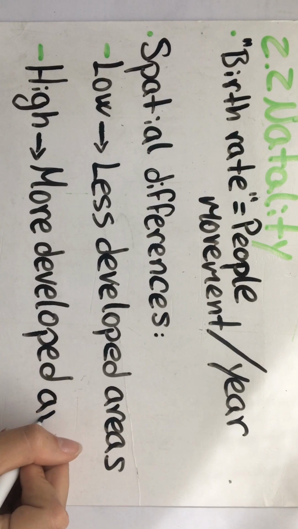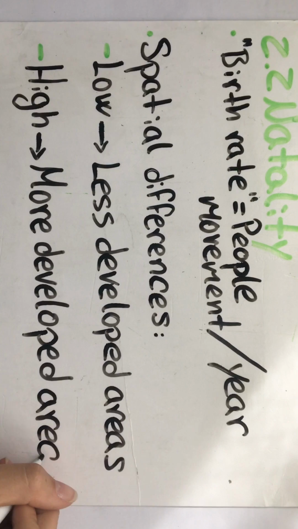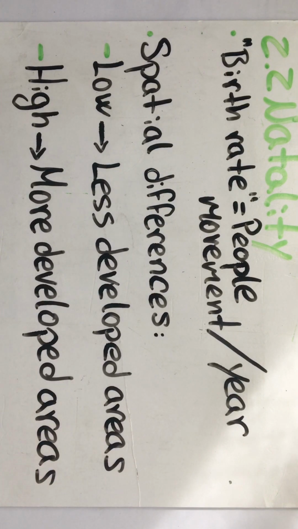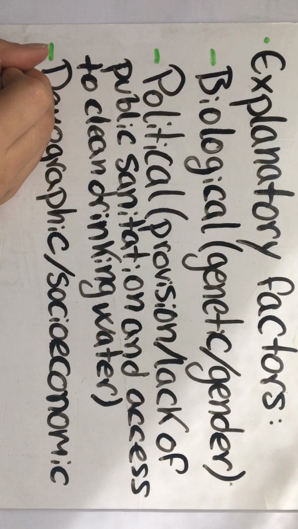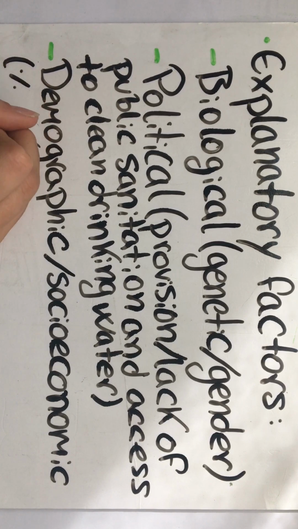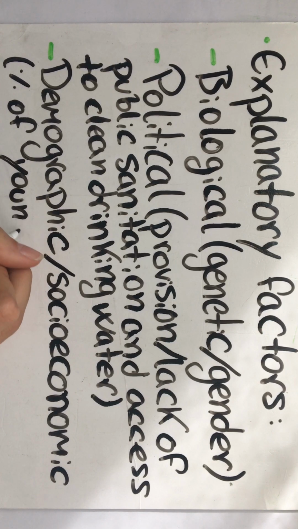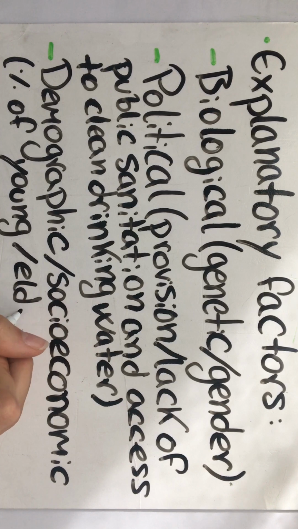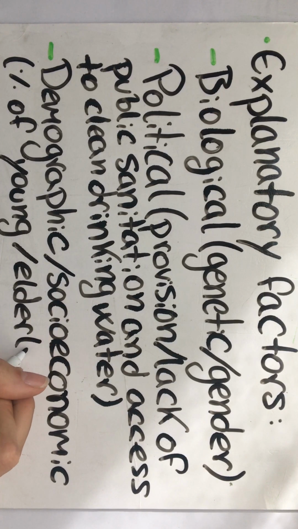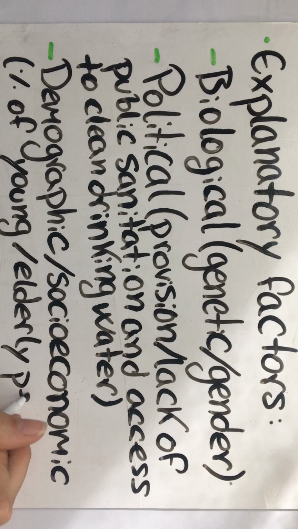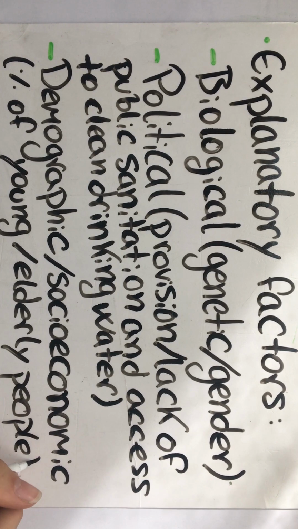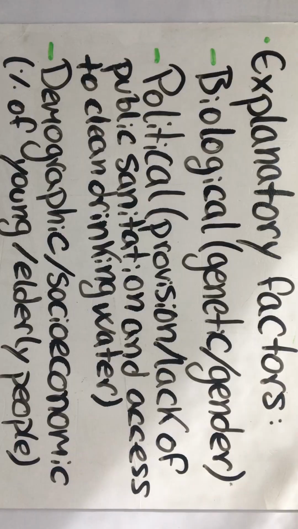Biological factors such as mother's age; demographic and socioeconomic factors such as the percentage of young or elderly people, the age at which people get married, the cost of bringing up children, women's professional activity outside the home, access to contraceptives, and religious beliefs. Political factors, such as family planning or economic support.